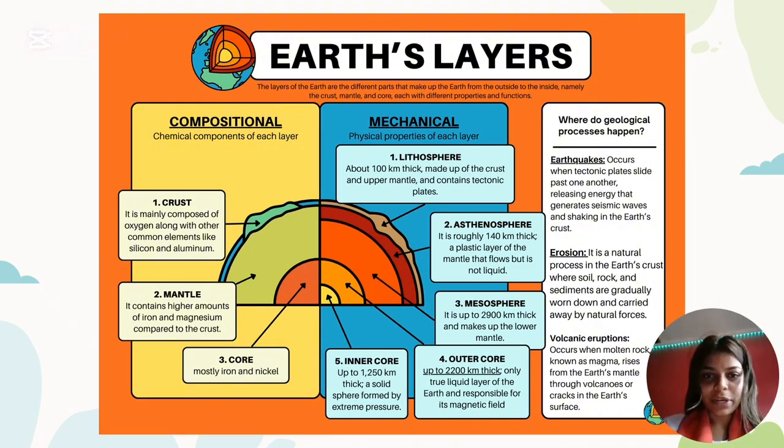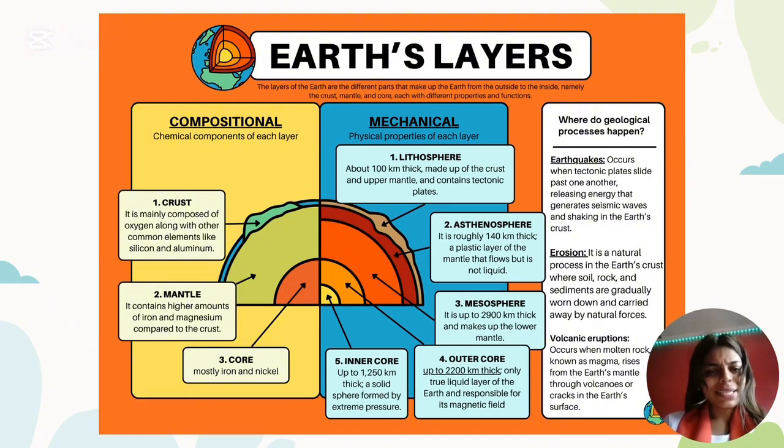The lithosphere is about 100 kilometers thick and it includes the crust and the uppermost part of the mantle. It is rigid and broken into tectonic plates. These plates move slowly over the asthenosphere, leading to earthquakes, mountain building, and volcanic activity.